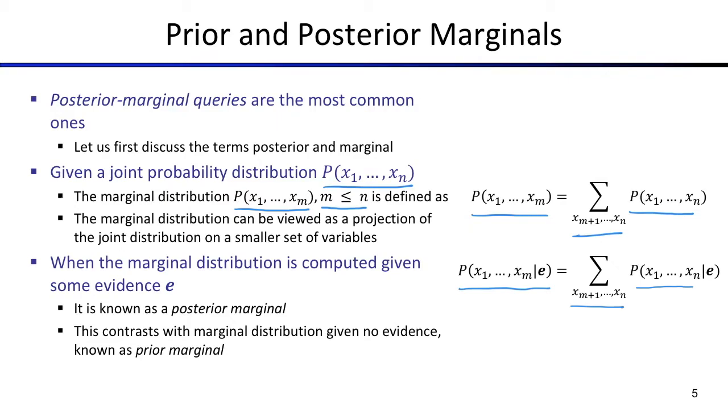There are two types of marginal distribution. One that we call the posterior marginal, and the posterior marginal is exactly this one. It is conditional on some evidence. And there is also one that we call the prior marginal, and the prior marginal is not conditional on any evidence, so it's going to be something like this. The first one is the prior marginal, and the second one the posterior marginal. We frequently say just prior and posterior, so it is very common to say prior distribution or posterior distribution instead of prior marginal distribution or posterior marginal distribution.